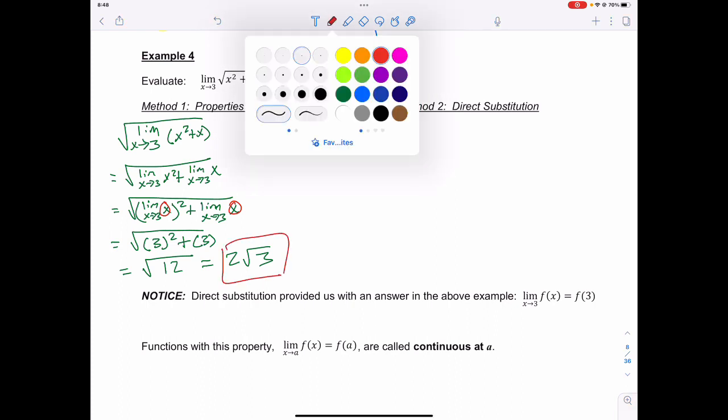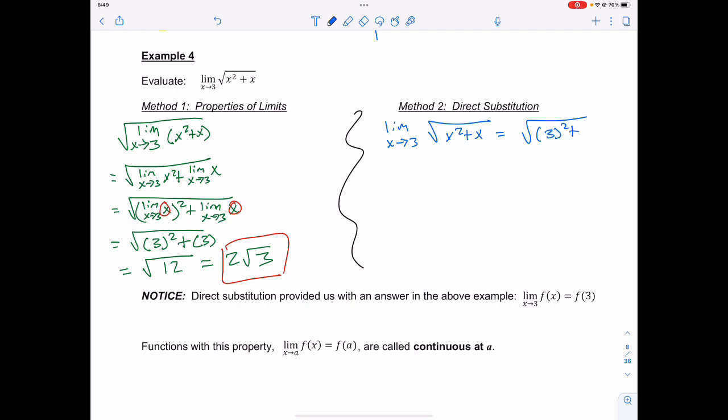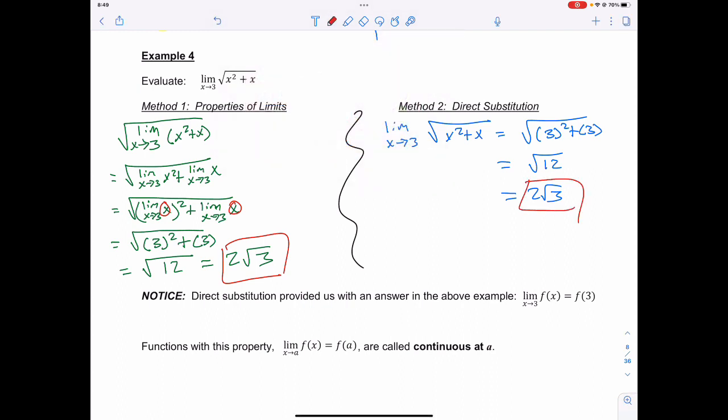If I'm doing this using direct substitution, then I would just say that if I'm taking the limit as x approaches 3 of the square root of x squared plus x, then that is equal to the square root of 3 squared plus 3, which is equal to the square root of 12, which is equal to 2 root 3, and I get the exact same answer.